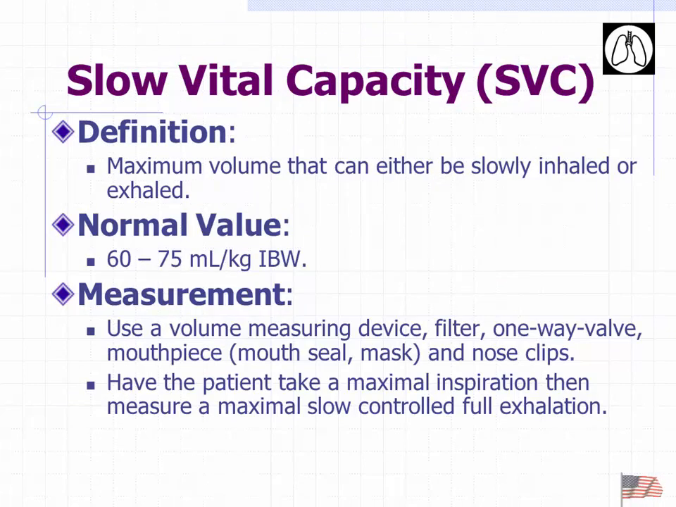And the slow vital capacity, 60 to 75 mLs per kilogram ideal body weight. So if we normally breathe 5 to 8 mLs per kilogram, our capacity is huge compared to that. So we rarely use but a fraction of our total ability to breathe.